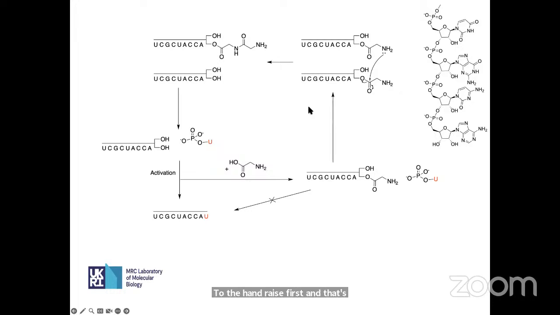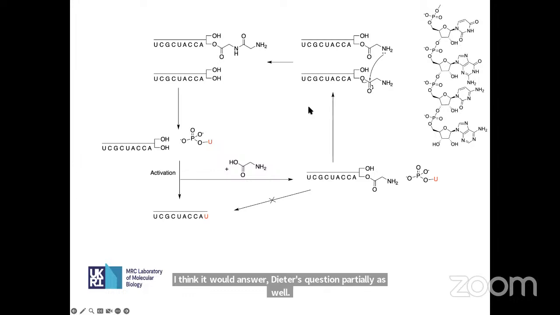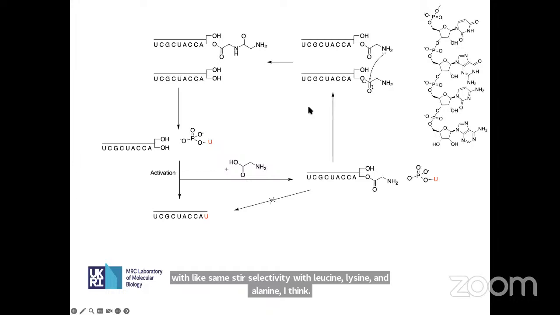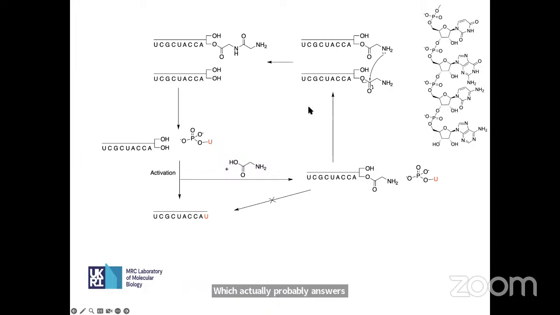Yeah, Sam, brilliant talk as always. I want to follow up on Kevin's point, and I think it would partially answer Dieter's question as well. In Jack's lab, they have recently tried using L-tRNA analogs to make D peptides, and they observed the mirror image relationship with the same stereoselectivity with leucine, lysine, and alanine, I think. Which probably answers Dieter's question, because although the activation agent's chirality doesn't change, just by changing the sugar's chirality, they observe the opposite relationship.